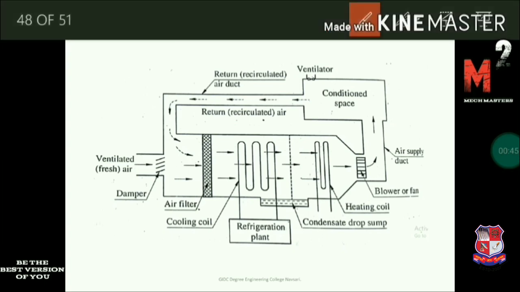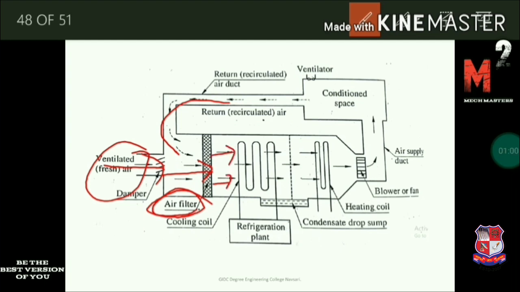Here the return air comes and fresh air enters the room for ventilation purposes. This mixed air first enters the filter for cleaning. After it passes through the filter, the clean air comes out and is transferred to the refrigerant plant, which is the cooling coil.